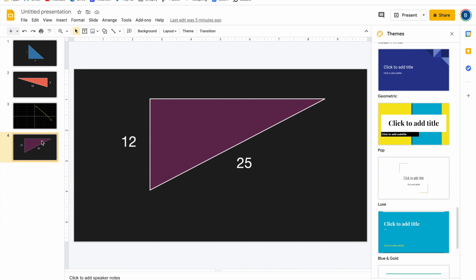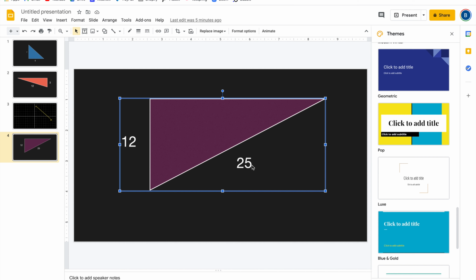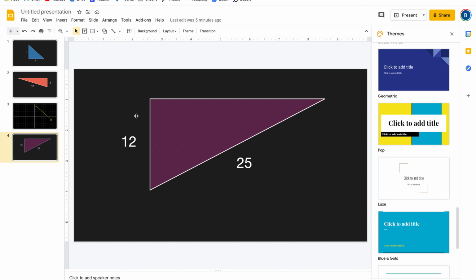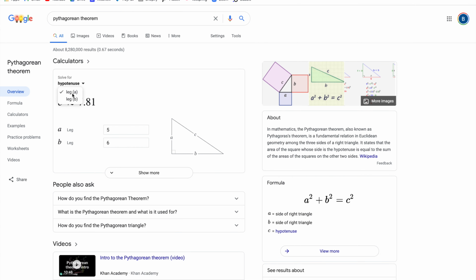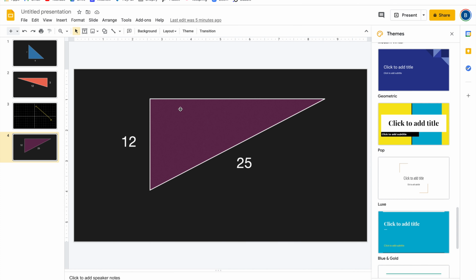Let's do one last one. So we got 12 and 25. Again, find the right angle, go across. That's the hypotenuse. So we have the hypotenuse, so we need to solve for this leg right here. So let's solve for a leg, and the hypotenuse was 25, and the other leg was 12, which means that the longer leg is 21.93 here. So again, that's really all you have to do. It takes a very short amount of time if you use Google, and that's how you use Google to solve for the Pythagorean theorem.